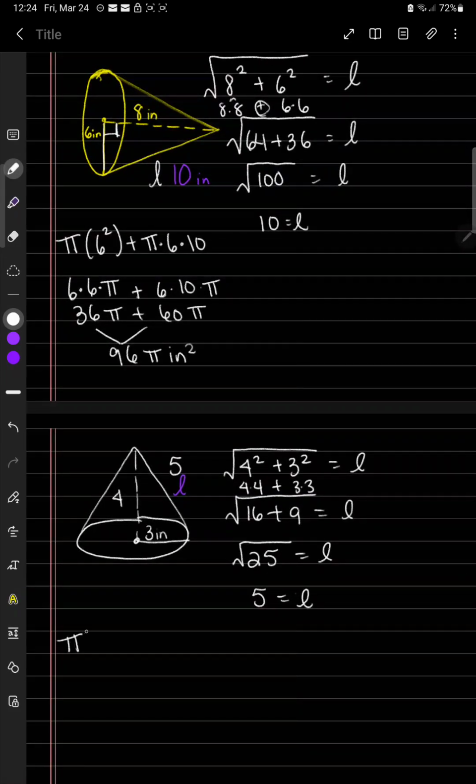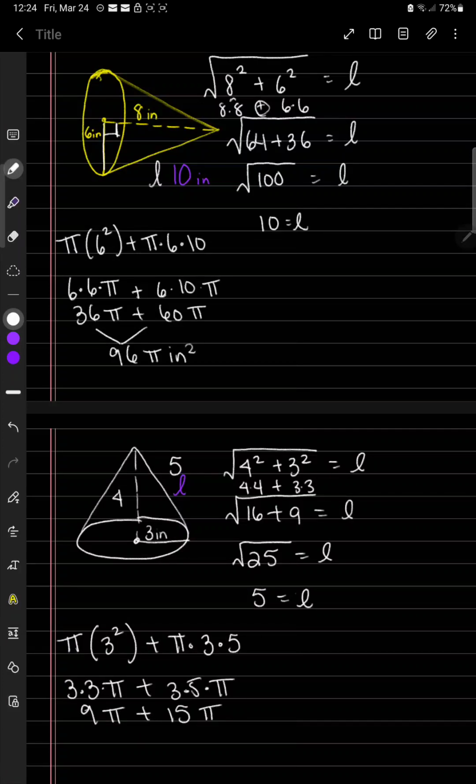So pi times r squared, r is 3, plus pi times r, which is 3, times L, which we now know is 5. So this is 3 times 3 times pi plus 3 times 5 times pi. That's 9 pi plus 15 pi, which gives us 24 pi inches squared. And that's it. So that's cone.